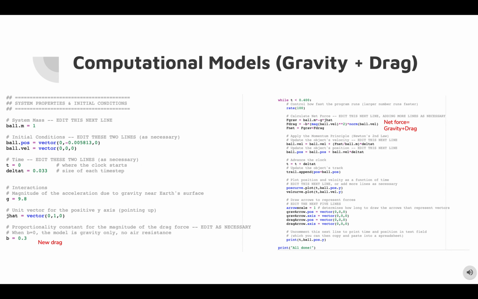This is the code I used for the computational model simulating gravity plus drag. The only key differences between this model and the gravity-only model is that B now has a value of 0.03 because there is now drag involved, and the net force now incorporates gravity plus drag.